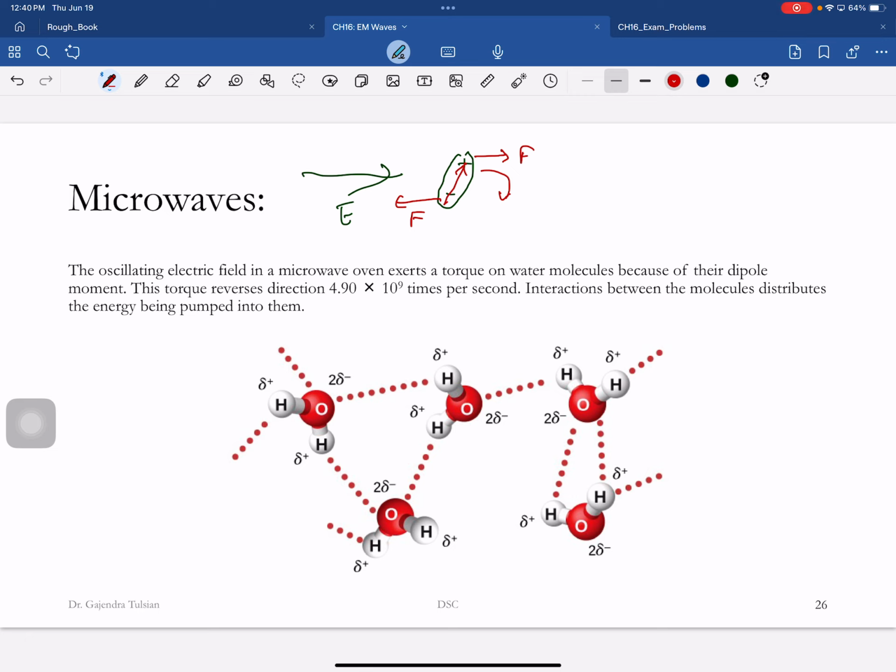So if you want to grab hold of something using an electric field, it has to have a dipole moment, and you can grab hold of it and jiggle it. And you heat the water molecule, and then the water molecule shares the heat with everything around it. It's kind of hard to comprehend how much it's reversing direction within only a second. 5 million times in a second. 5 billion times. 5 billion times in a second.